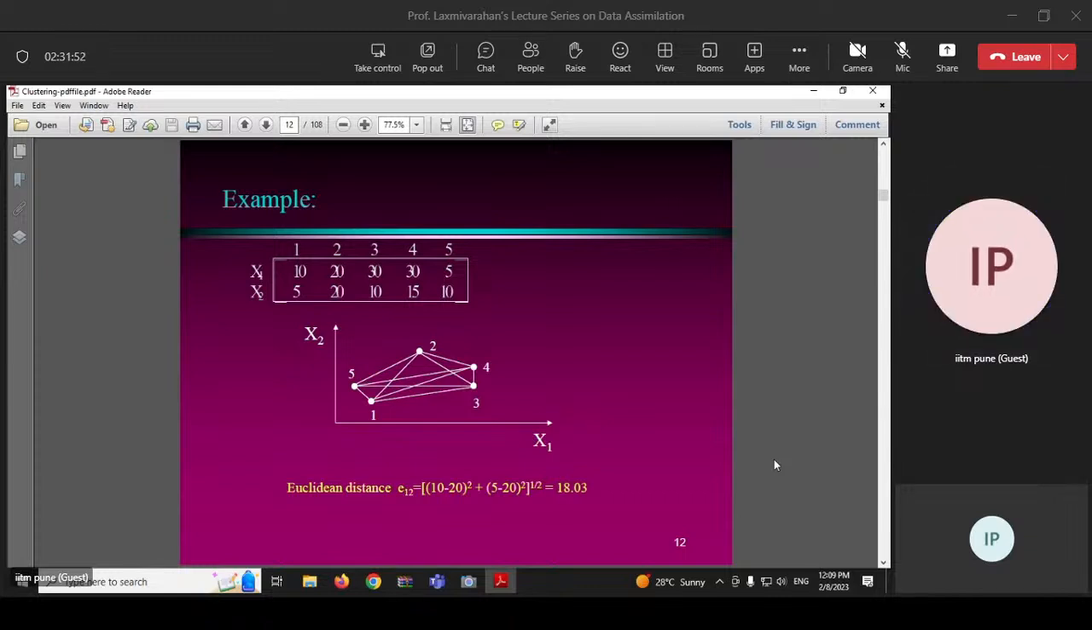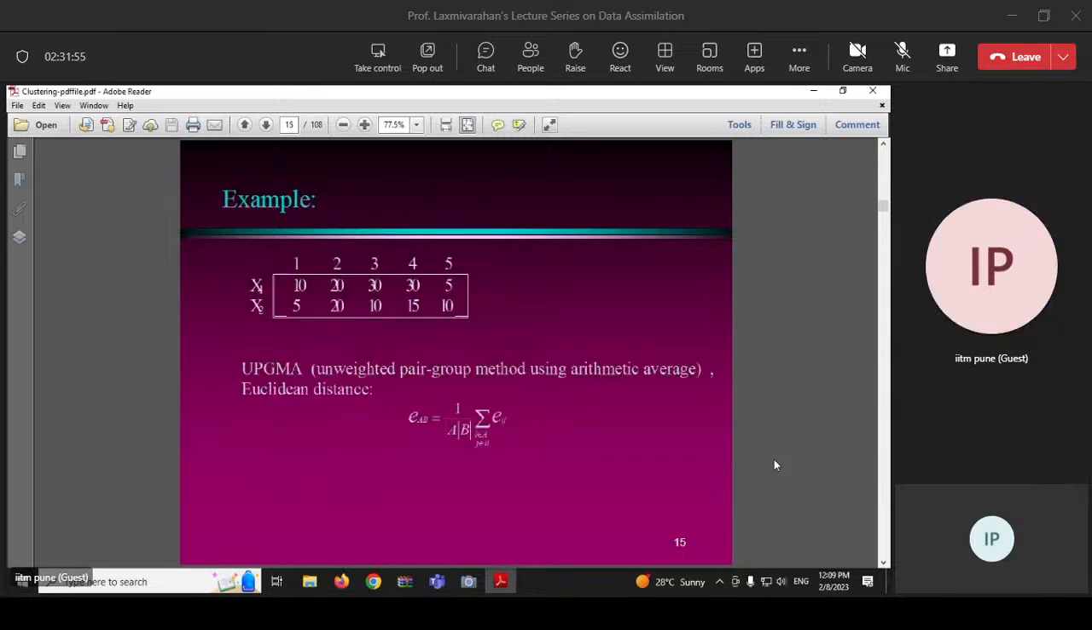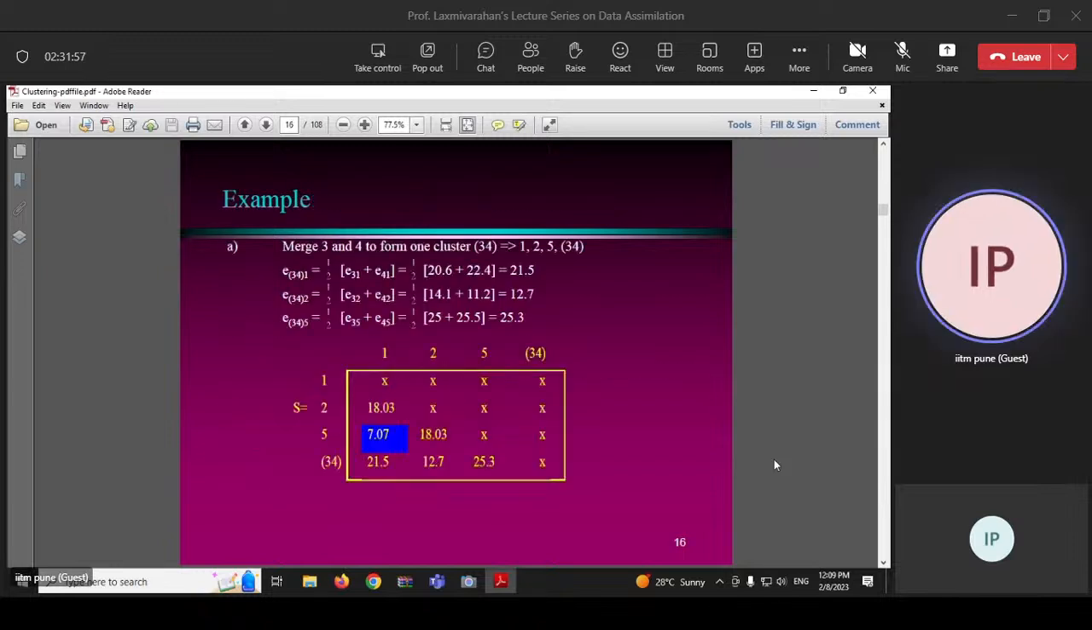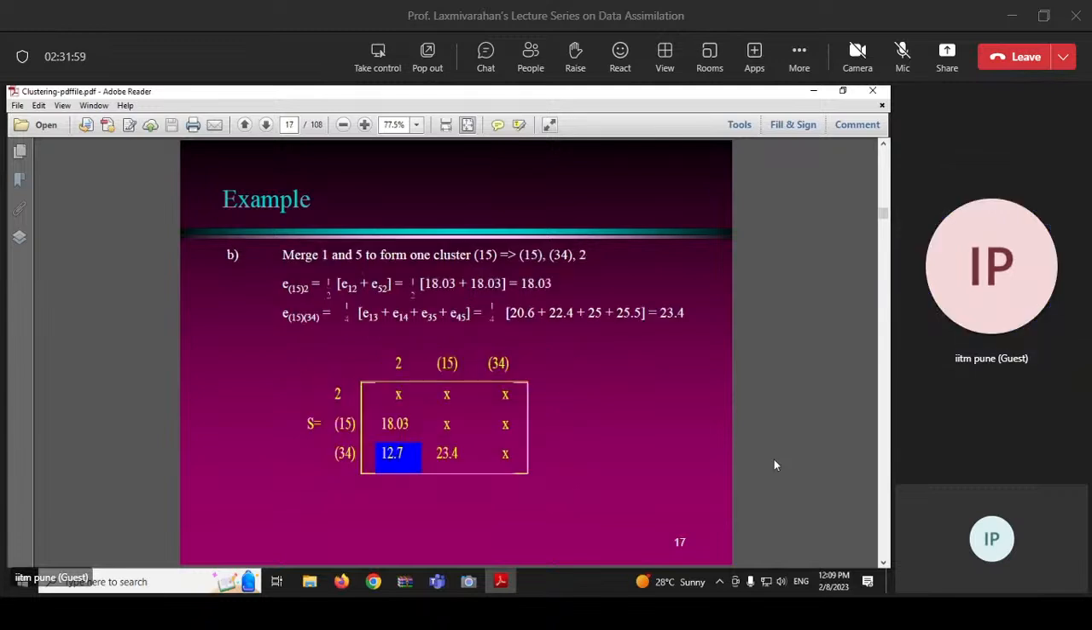Good. I have shown all the calculations. I have decided 1 and 5. Now look at this. 5 became 4, 4 becomes 3. I have 2, 1, 5, 3, 4. Uh-oh, I have a big problem now. I have to compute the distance between a point and the set. I also have to compute the distance between a set and a set. So let's now talk about that.